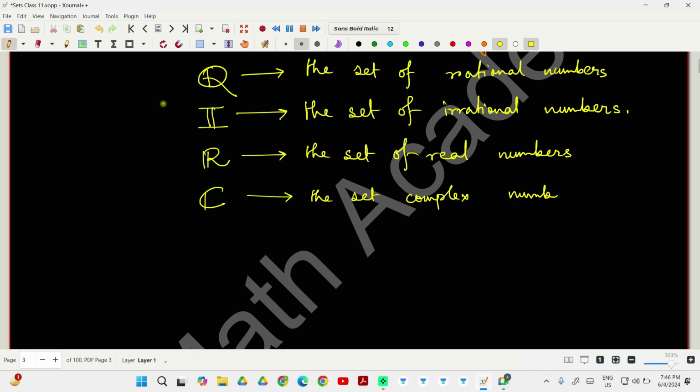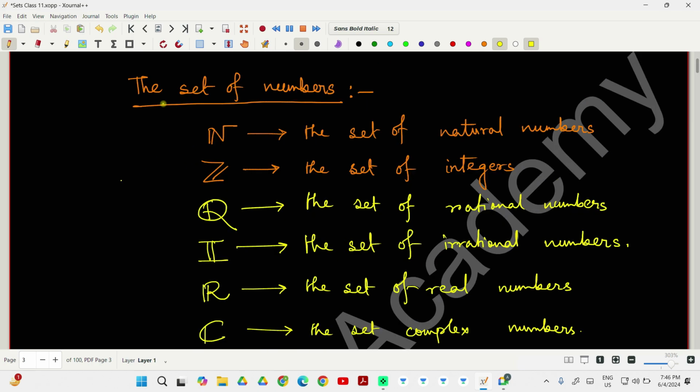Complex numbers, and there is some notation. If we denote Z plus, it denotes the natural numbers, and if we denote Z minus, it denotes the negative integers, and the same for Q. And if we denote Z star, it denotes the non-zero integers, that means zero is deleted from the whole set of integers, and these are the sets of numbers.